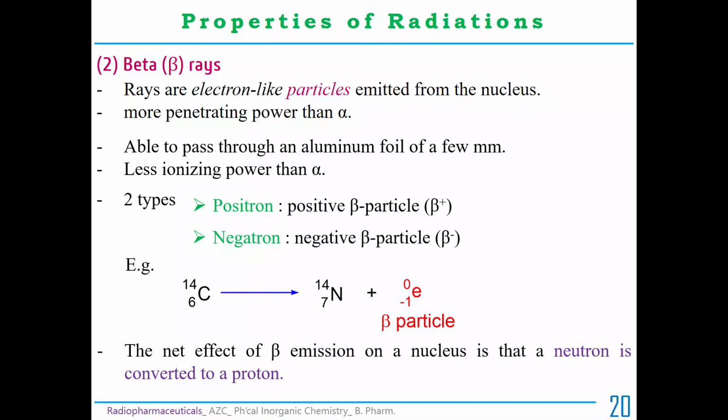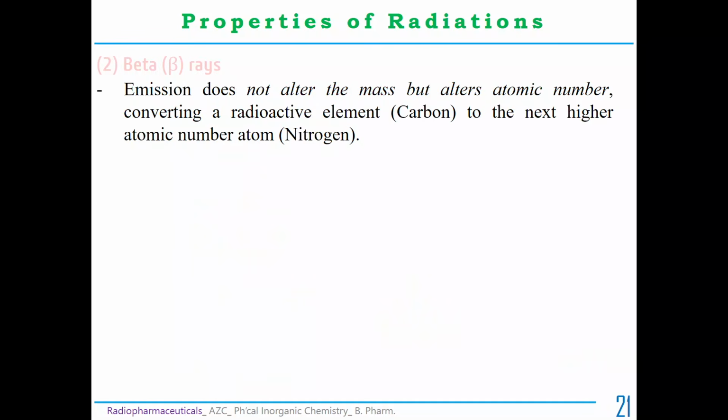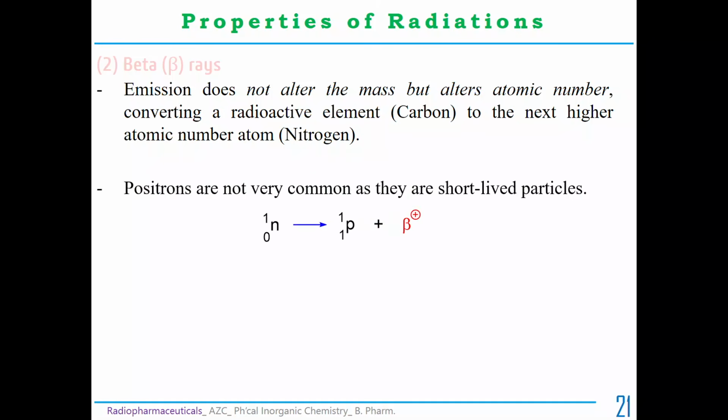For example, carbon-14 emits a beta particle and converts to nitrogen. The net effect of beta emission on a nucleus is that a neutron is converted to a proton. Emission does not alter the mass, but alters the atomic number, converting a radioactive element like carbon to the next higher atomic number atom, such as nitrogen. Positrons are not very common, as they are short-lived particles.